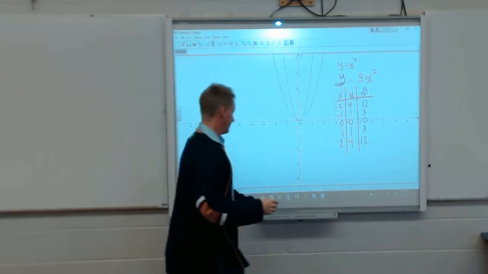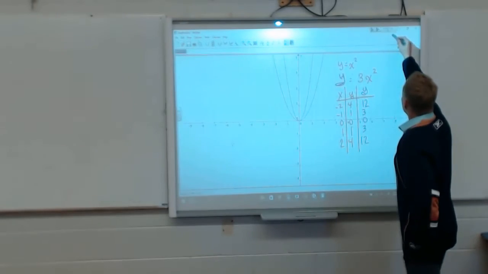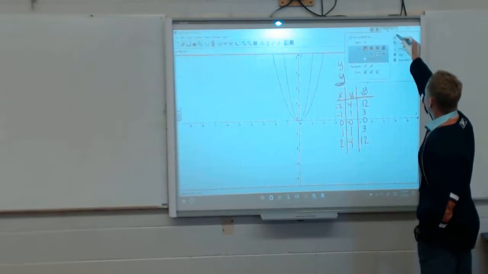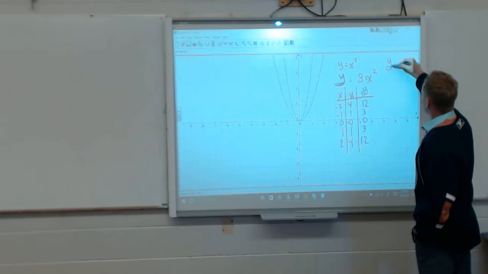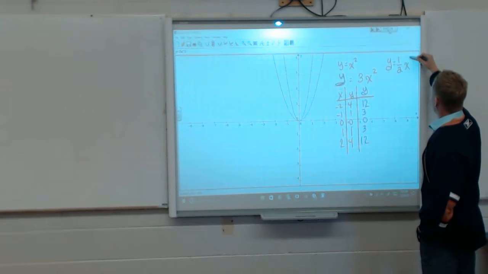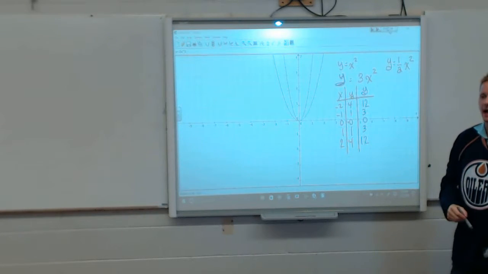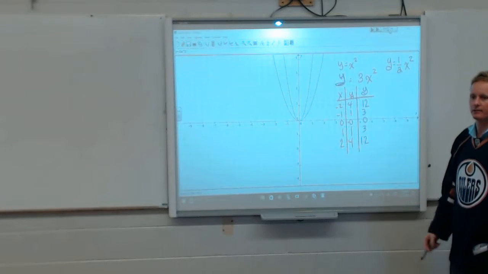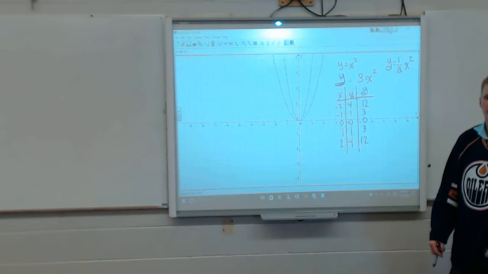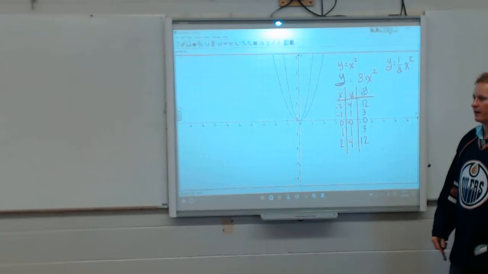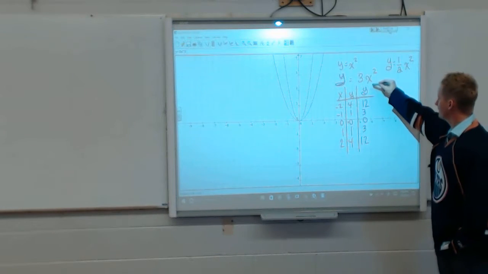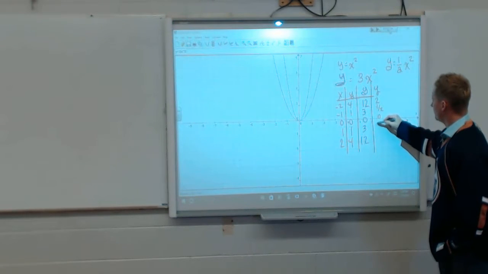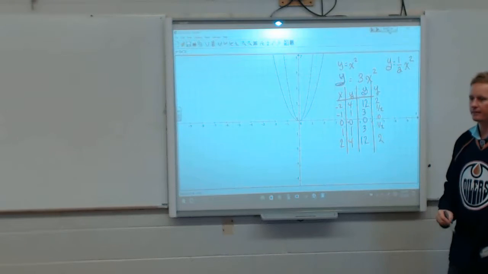So what's an example of that? Well, what if I had y equals a half x squared? What would I do to all my original y values then? Divide by 2. Times it by what? 0.5. A half. So what would that become? 2, a half, 0, a half, and 2, right?